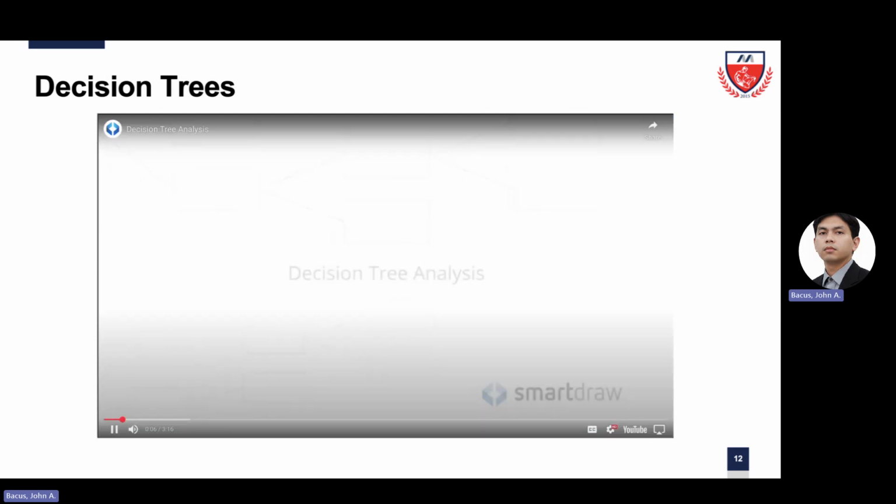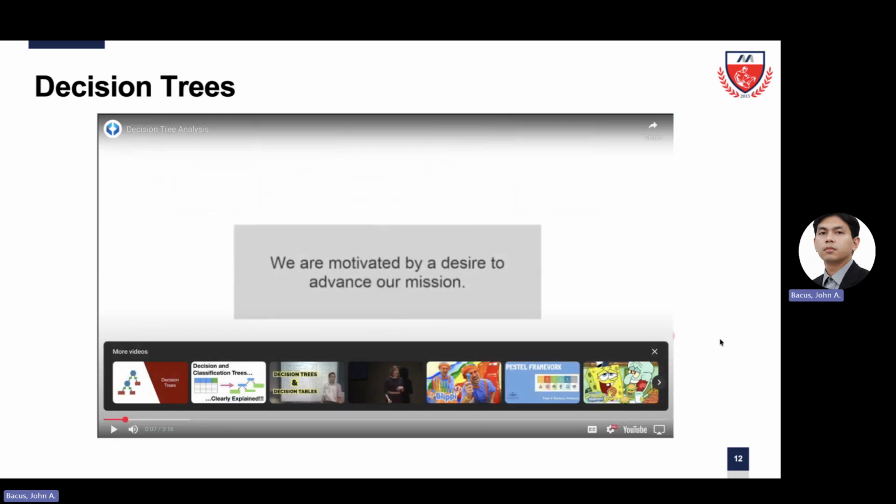Decision tree analysis is a value management. Hold on, let me check if this includes.